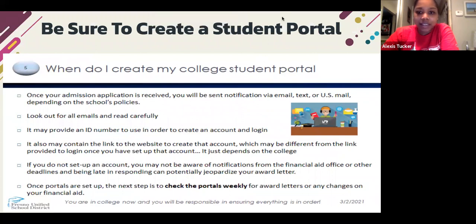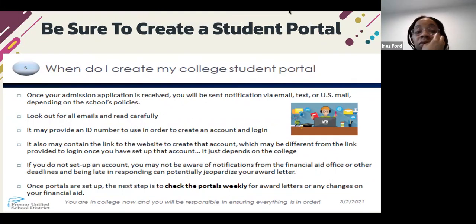Making sure I didn't skip a slide. Is this good? Yeah. Oh no, just your student portal. This is just a reminder to create one.